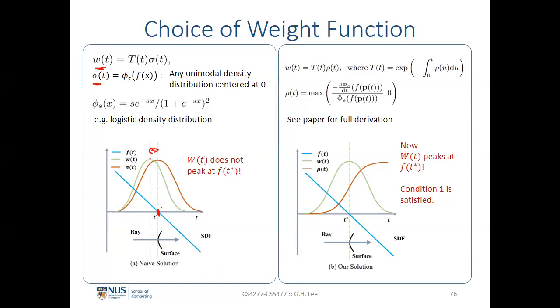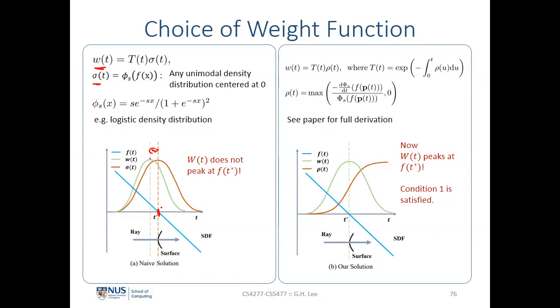But what I observed when I was looking at this carefully, is that they say if you replace the sigma with rho here, then instead of having this green curve as the weight where there's an offset, now the peak of the weight corresponds to the surface. But what happens is that your sigma will no longer be unimodal like the logistic function. It becomes an S-shaped curve here. So in this paper, they claim to be this.